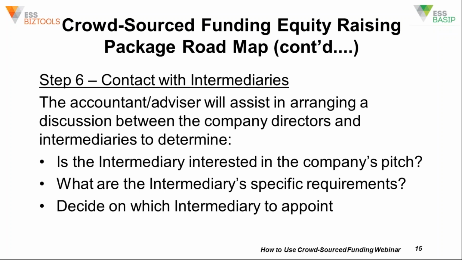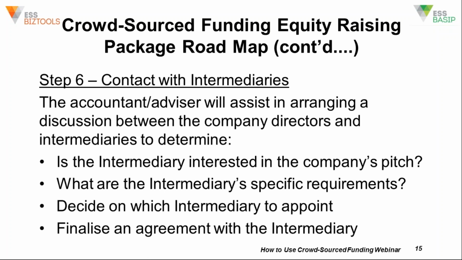And then your client is going to have to decide which intermediary to appoint. They can only have one intermediary. And then an agreement will need to be finalised because the legislation does not specify the charges that an intermediary can make. It's up to the client and the intermediary to negotiate an agreement that should then be documented. And the only comment the legislation makes is that full details of the payment to the intermediary needs to be included in the offer document and specified on the platform.